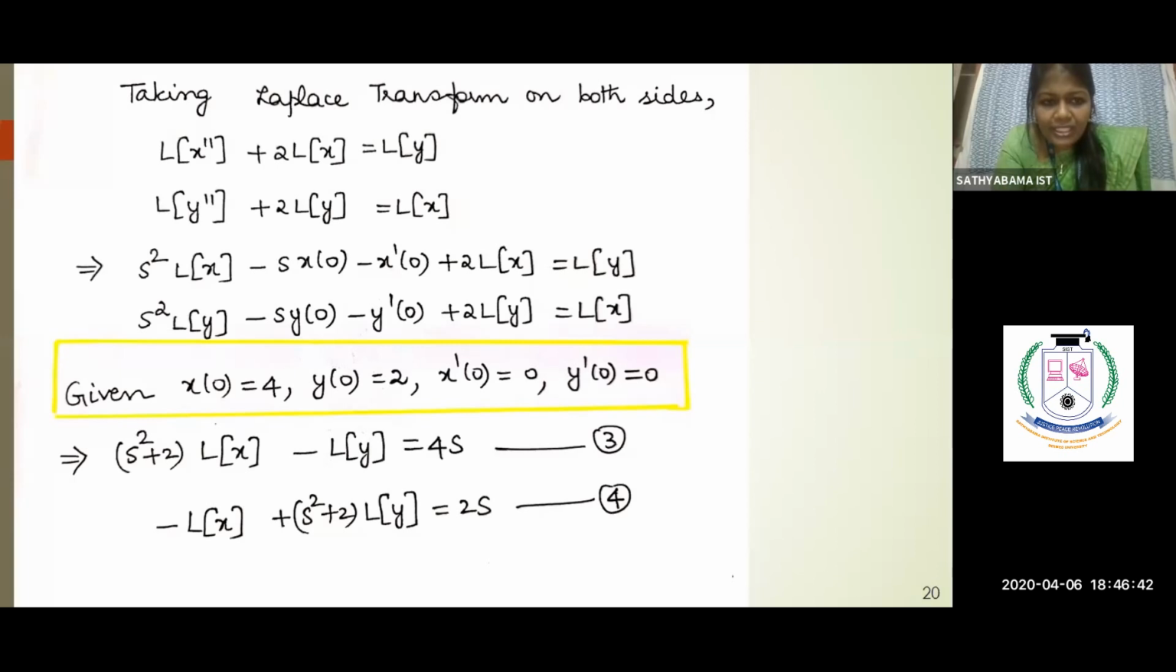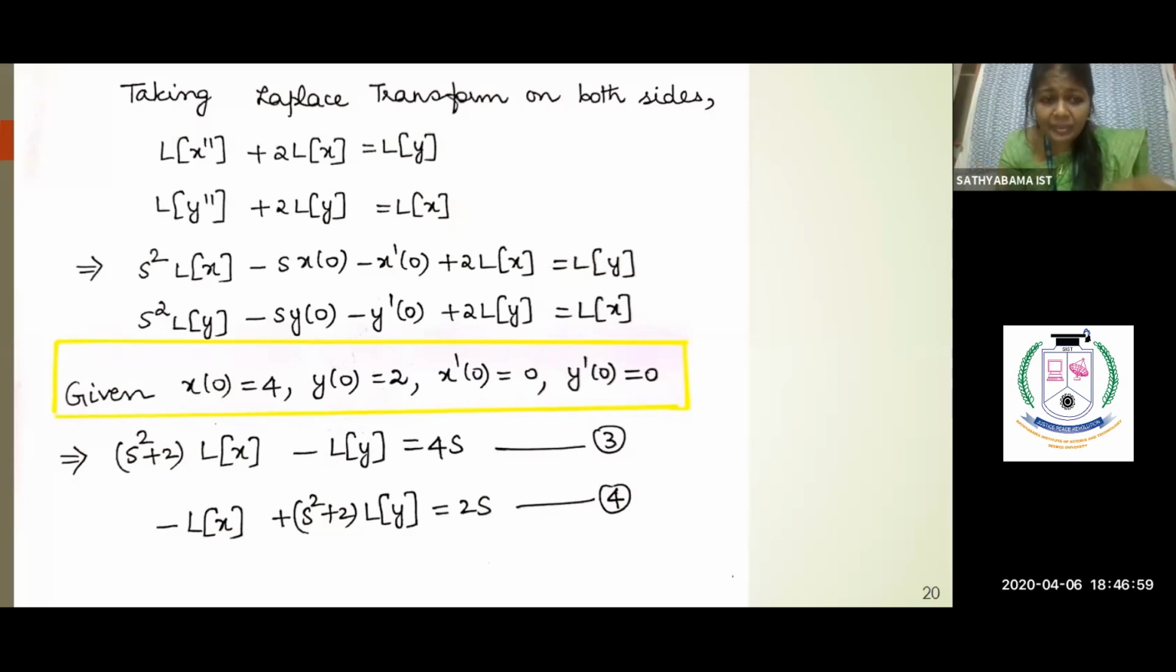See, what is x of 0? x of 0 is 4. So minus 4s, when you bring it to the right hand side, will become plus 4s. And x dash of 0 is 0. So it vanishes. Alright, that is equation 3. How do you get equation 4? From the fourth equation. Look at step 4.